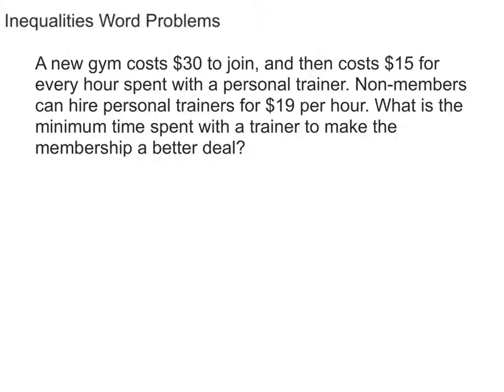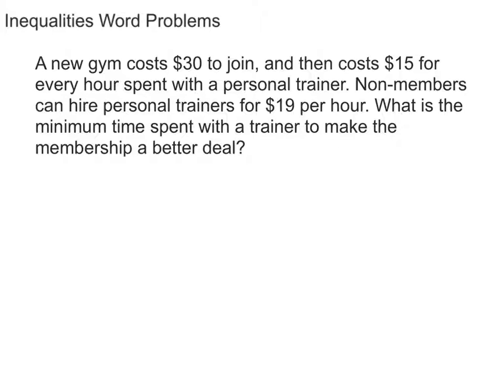Alright, last example here. A new gym costs $30 to join, then costs $15 for every hour spent with a personal trainer. Non-members can hire personal trainers for $19 per hour. What is the minimum time spent with a trainer to make the membership a better deal? So this is kind of one of our classic compare the plans type problems.